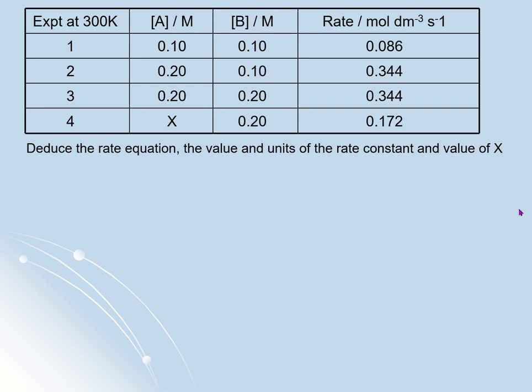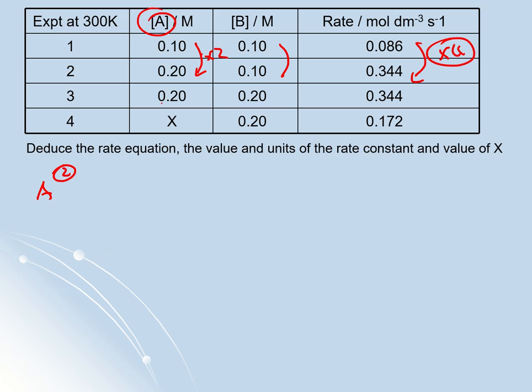So this one's a little bit different, and then we've got to work out a value. You've got to work out an X value, which is the concentration of A. So we've got to deduce the rate equation first. So let's do that. For A, I'm going to use experiment 1 and 2 because that doubles. B stays the same. If we look at our rate, if you get your calculator out, or hopefully most of you will be able to do that off the top of your head, that has gone up by a factor of 4. So that means that A is going to be second order.